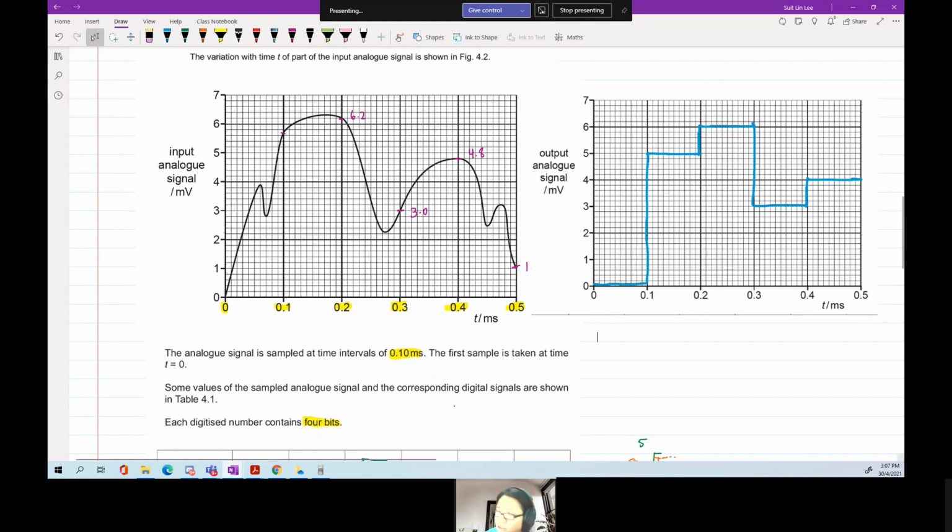So to improve signal quality, we can do two things. We can increase the sample sum to improve signal quality. Two things. One, we can increase the sampling frequency.